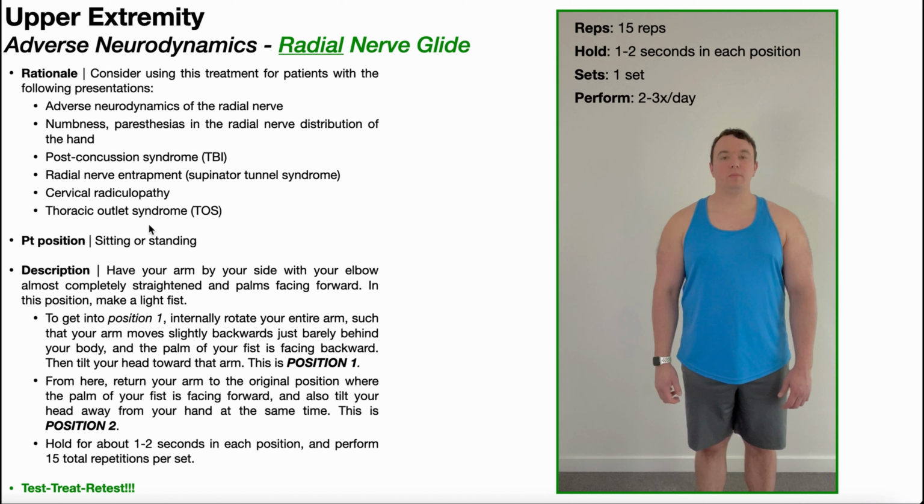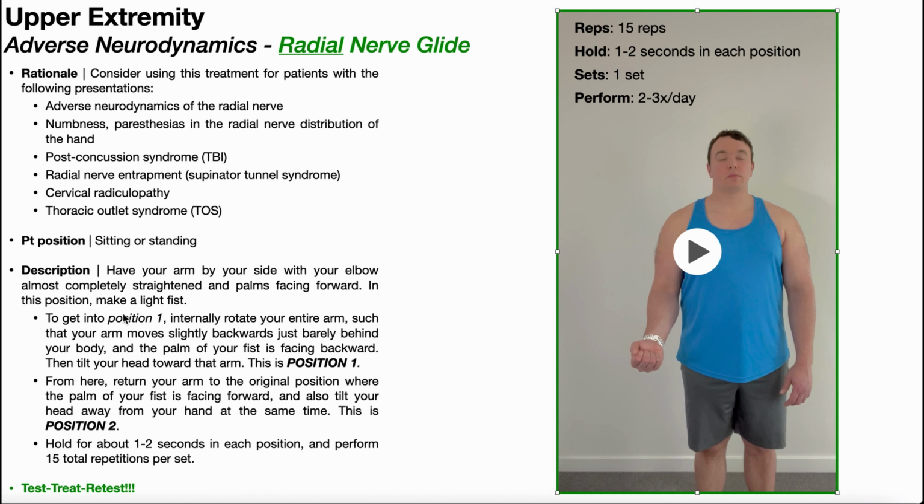To perform the radial nerve glide, the patient will be positioned in sitting or standing. And if you're the patient, you're going to start by having your arm by your side with your elbow almost completely straightened and palms facing forward. That'll look like this. Doing it with my right arm here. And from here, I'm going to make a light fist.